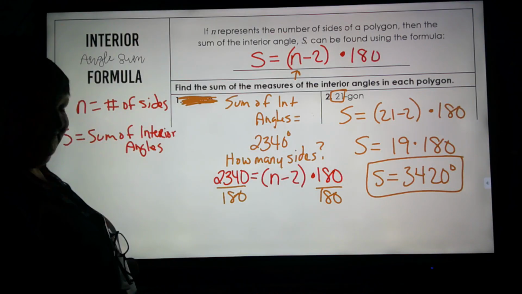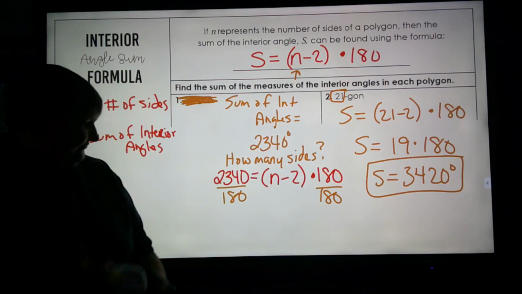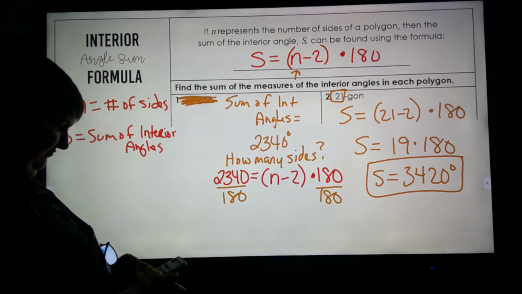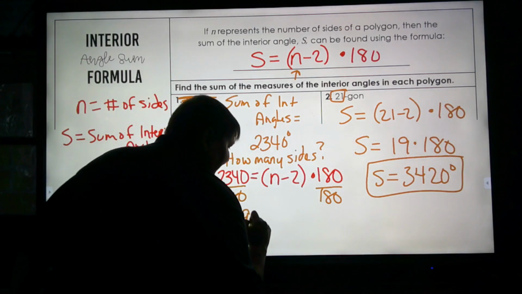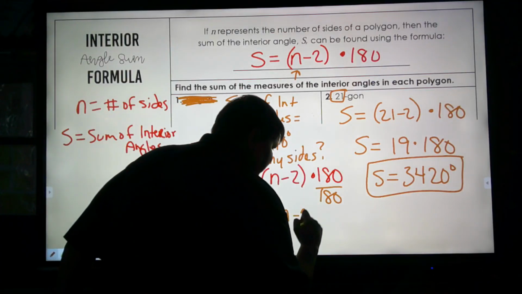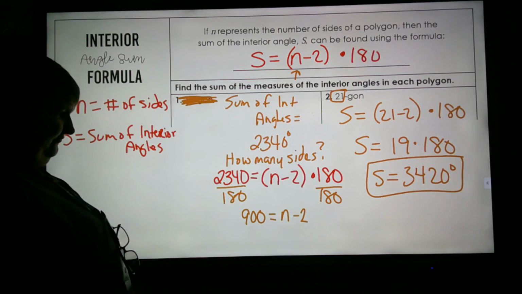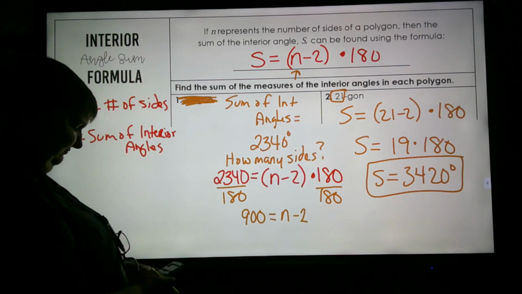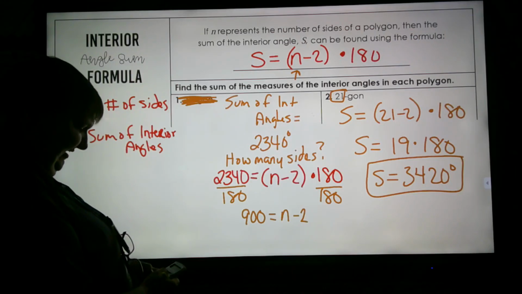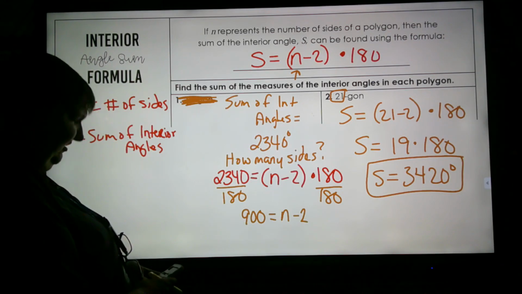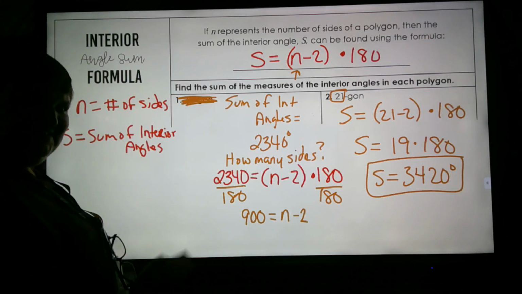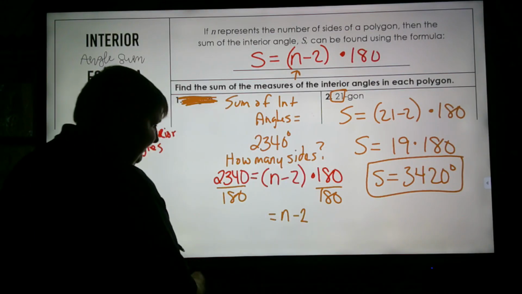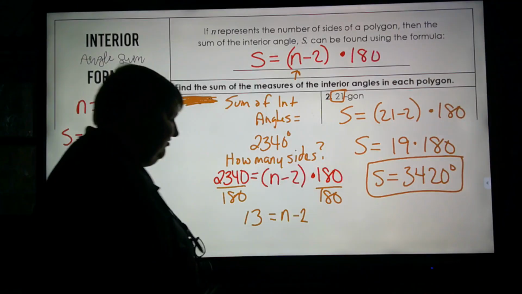What is 2340 divided by 180? 900. So now we have 900 equals n minus 2. Is that right? 2340 divided by 180. No, this time I got 13. See, 900 didn't make sense to me, so I double checked. Double check, double check, double check. 13 equals n minus 2.